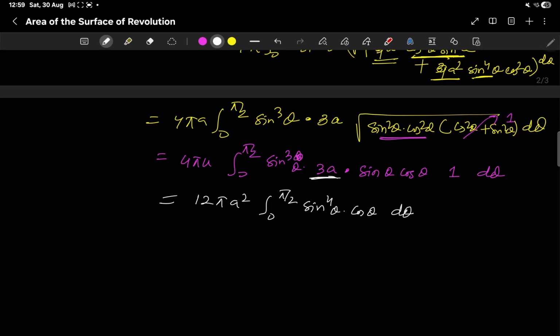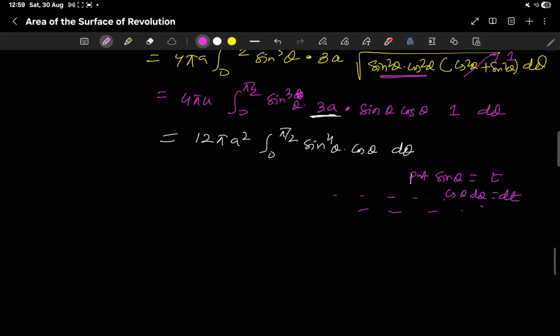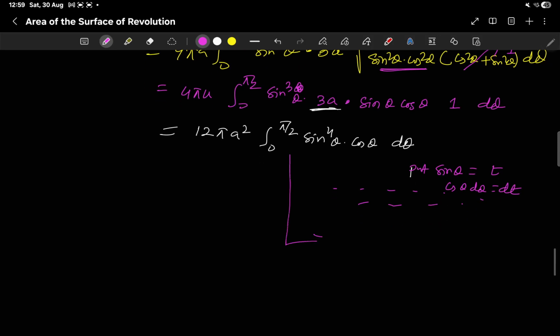So as usual you can integrate it. You can put sinθ equal to t, and accordingly cosθ dθ is equal to dt, and likewise you will proceed. And here I can tell you another easy way of integration, by using beta and gamma functions. Also for beta and gamma functions, you can see my lecture series.